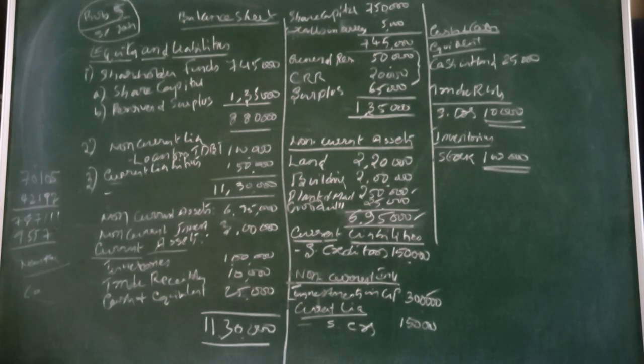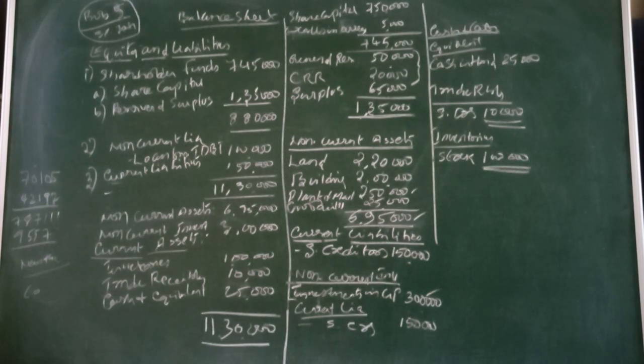Then another one is general reserve. General reserve, the term itself is explanatory, you can understand. General reserve is taken under Schedule 2, reserves and surplus. How much amount is given? Here it is given as 50,000 general reserve. That you can take in Schedule number 2, reserves and surplus. Then loan from IDBI.